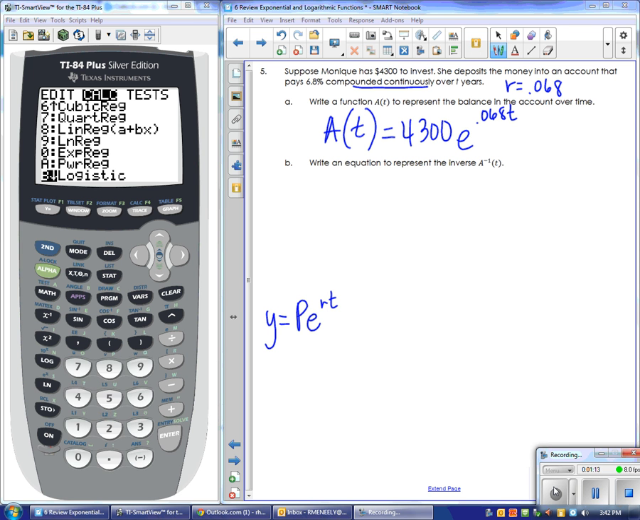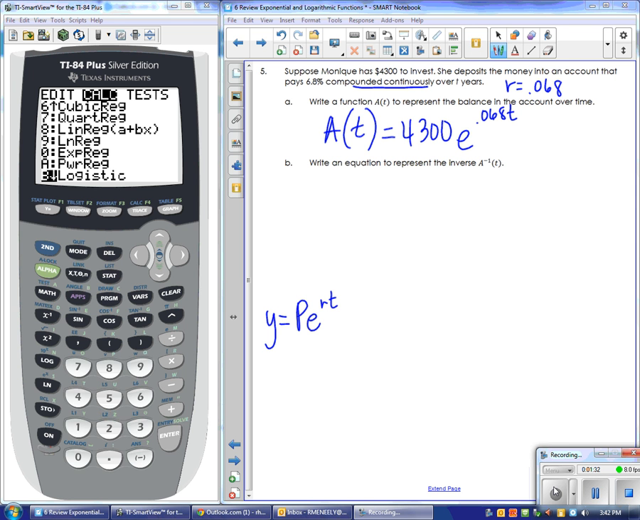In letter B, it says to write an equation to represent the inverse. Okay, and so again, this time we're going to switch our variables. Now, we're not using x and y in the original equation, we're using A and t, but if you're more comfortable using x and y, I would recommend doing that and working through the problem and then putting it back in function notation when you're done.